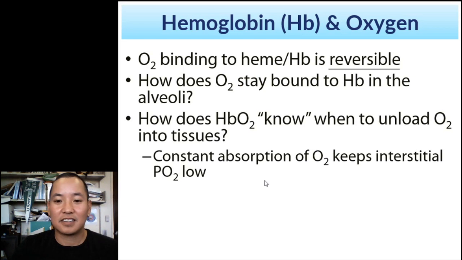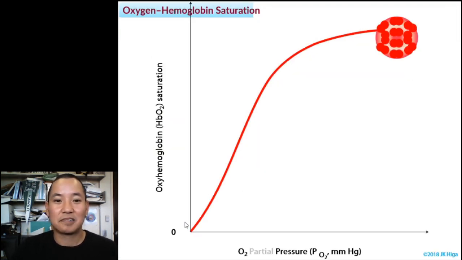Okay, so again, constant absorption of oxygen keeps the interstitial partial pressure of oxygen low. Again, pressure moves things from high to low pressure. And there's more things that can do that. Yeah, so I can answer that at the end.